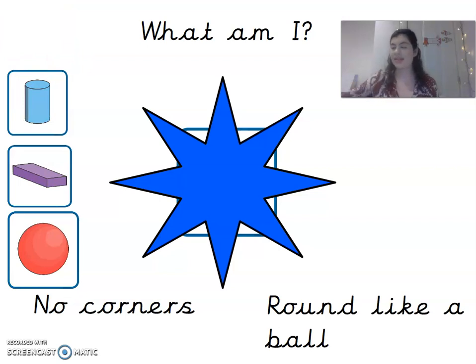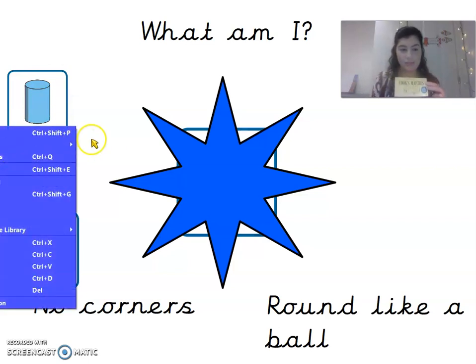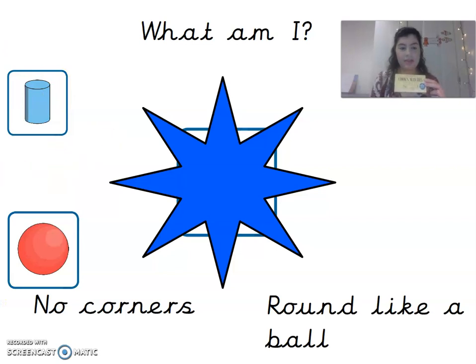What about our cylinder? Does our cylinder have pointy corners? No, it doesn't. So it could be the cylinder. What about the cuboid? Does a cuboid have corners, pointy corners? It does, doesn't it? So it can't be the cuboid. Let's get rid of the cuboid. What about the sphere? Does that one have any corners? No, there's no pointy corners on that. So it could be the cylinder or the sphere.